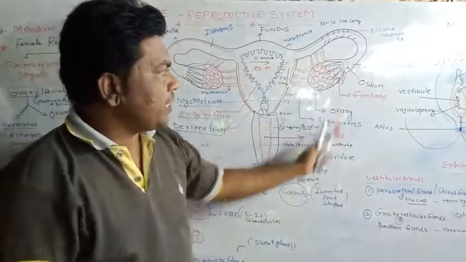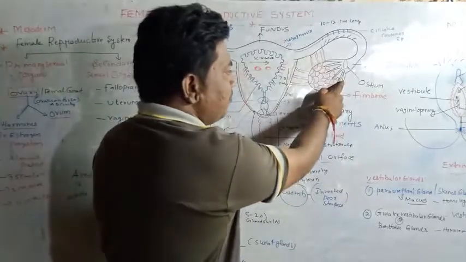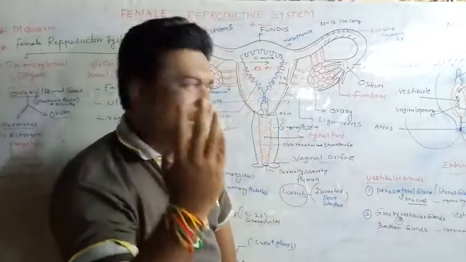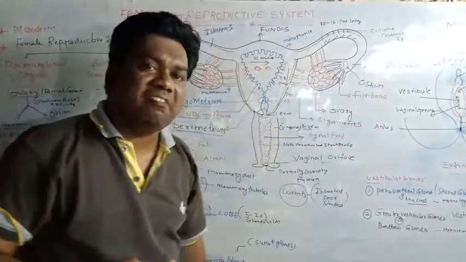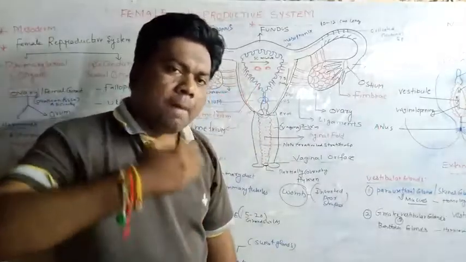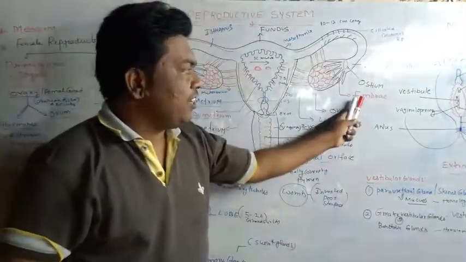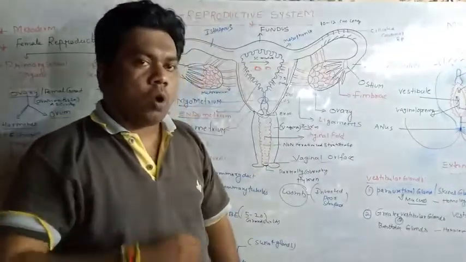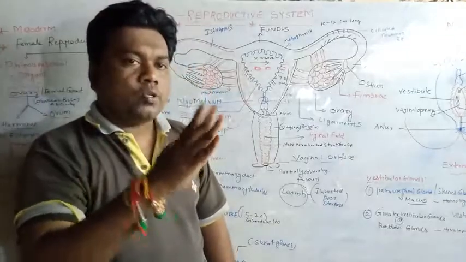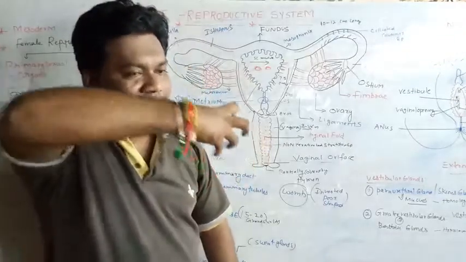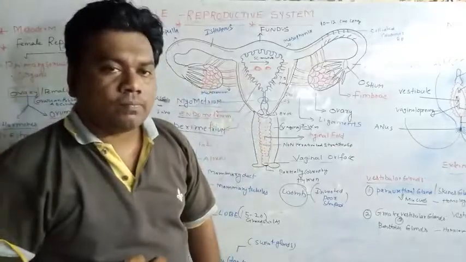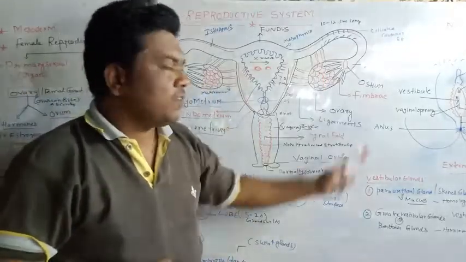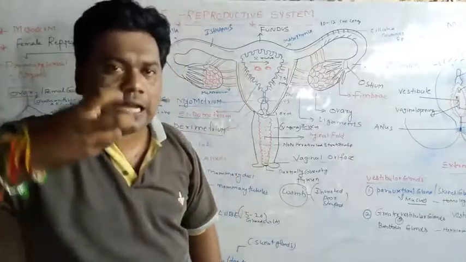So you can see here, beta, this is the ovary and this is the fimbriae. What are the fimbriae? The small finger-like projections which arise from the base of the infundibulum. So what is the job of the fimbriae? They are always moving, and due to their movement they easily catch the ovum from the ovary. That is the function of the fimbriae. It receives the ovum.